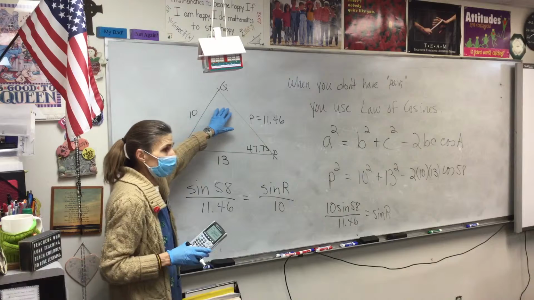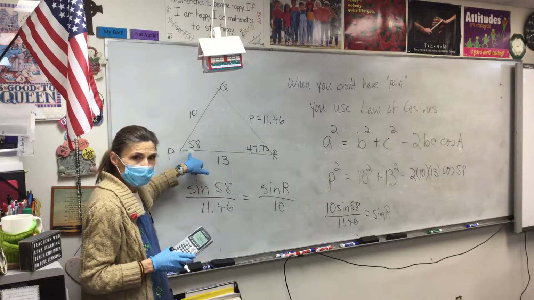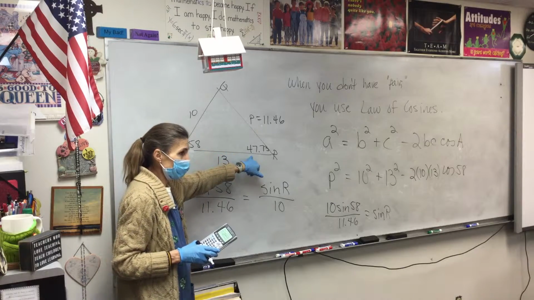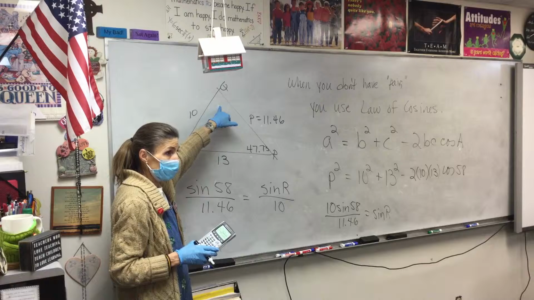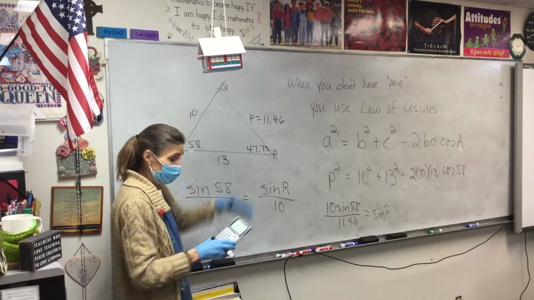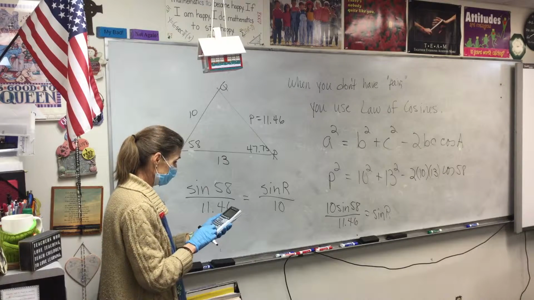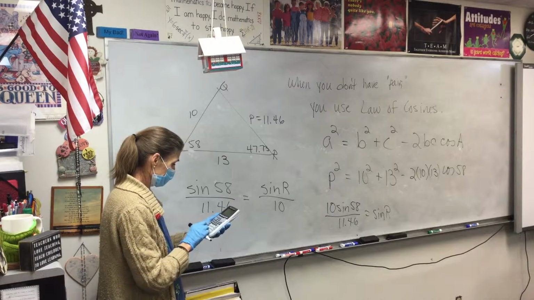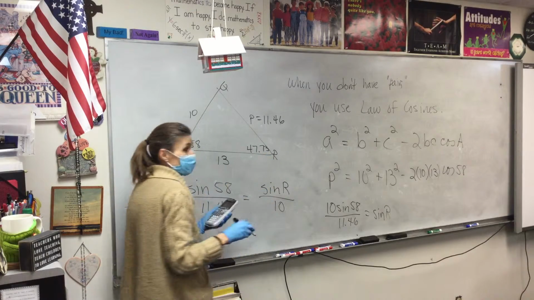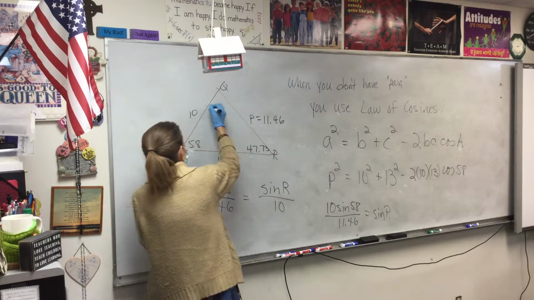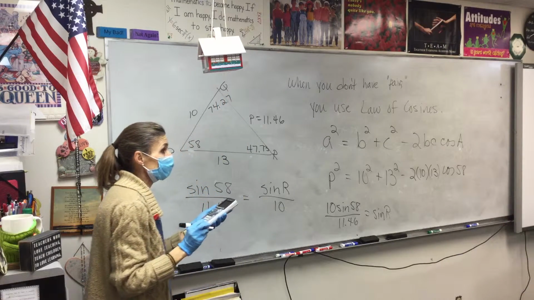Now we have one more angle to go. Don't make it hard. If that one's 58 and that one's 47, can we find that one? They have to add up to 180. So we could just put 47 then? Or do we have to put 47.7? Well, the directions will say round to the nearest hundredth, so I got 74.27.